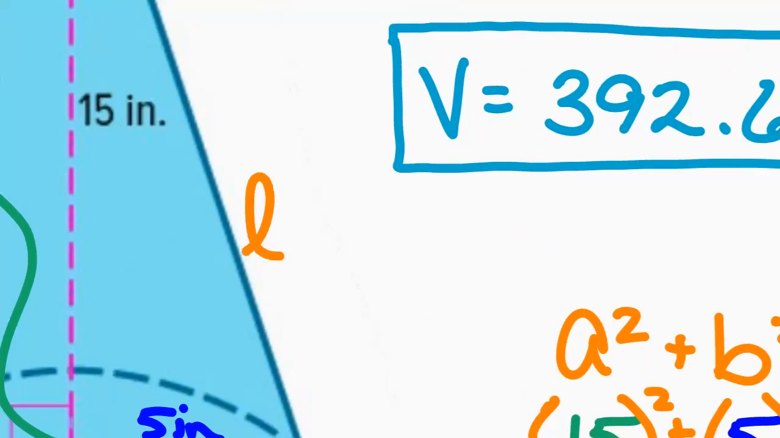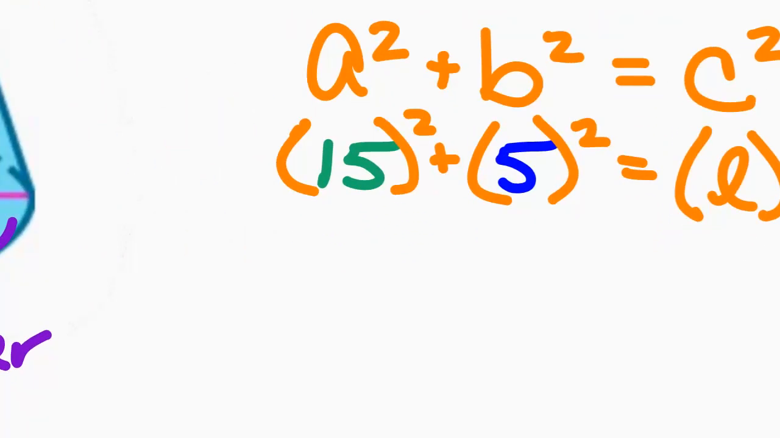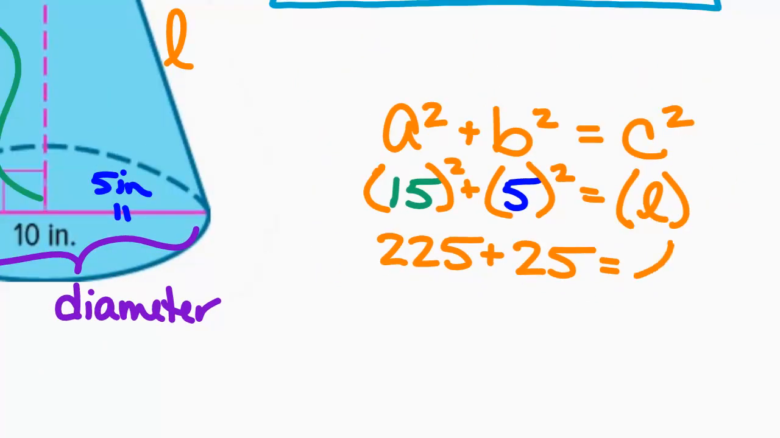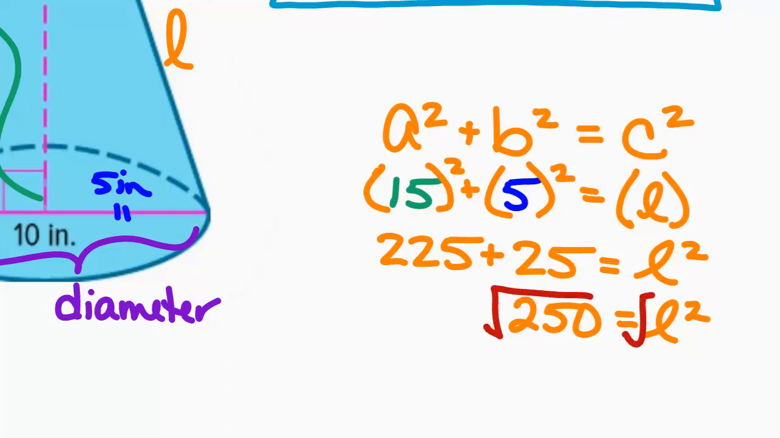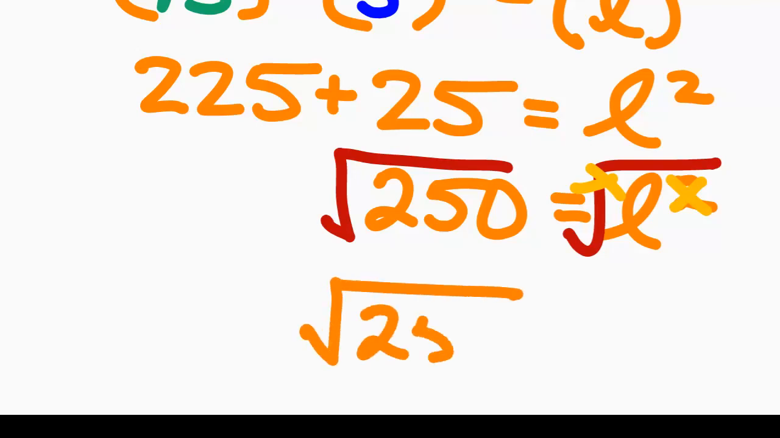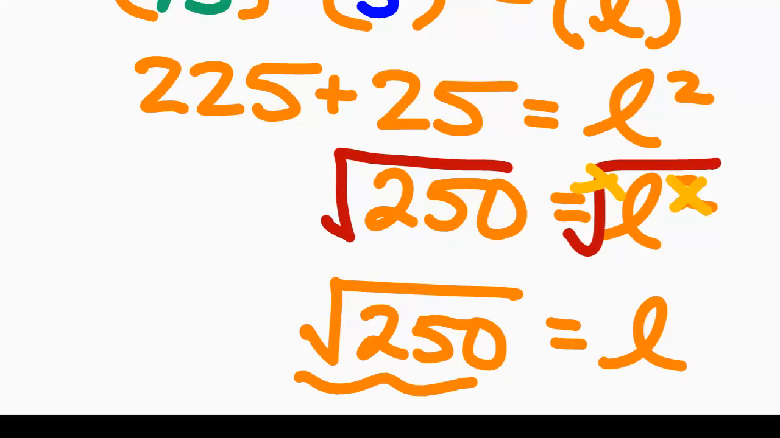Here's my slant height. What is 15 squared? 225. What about 5 squared? 25. What happens when I add 225 and 25 together? We get 250. So 250 is equal to my slant height squared. And we're going to take a square root of both sides to cancel out the squared on my slant height. Is the square root of 250 a pretty number? No. So we're just going to leave this as radical 250 for the slant height.